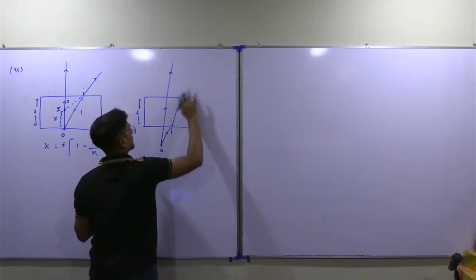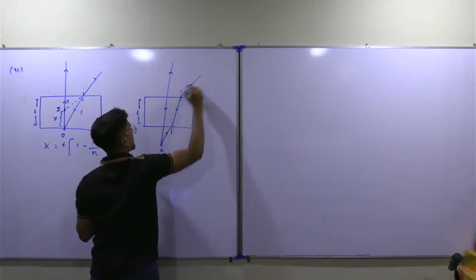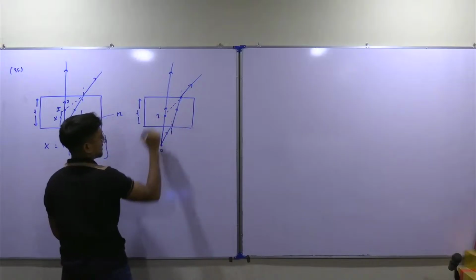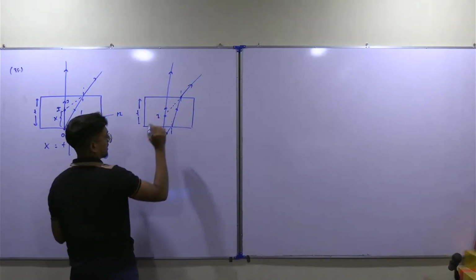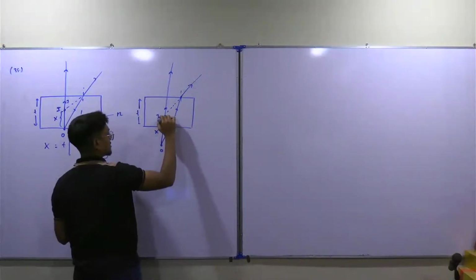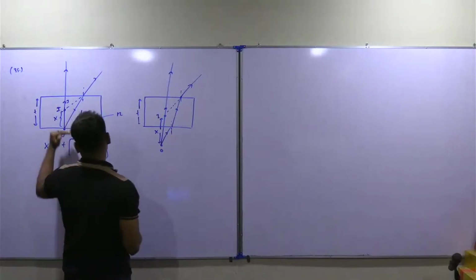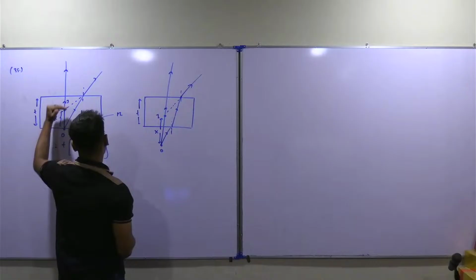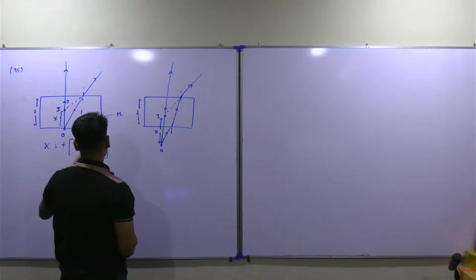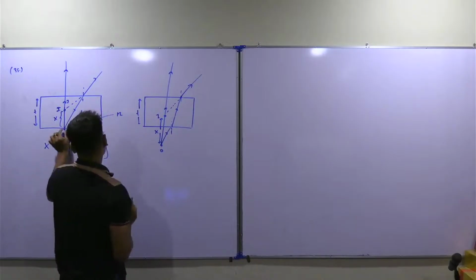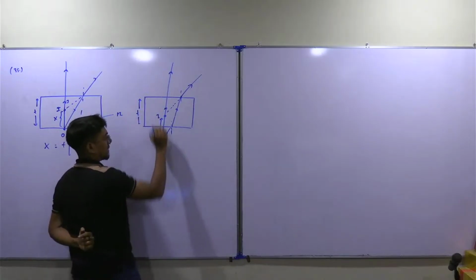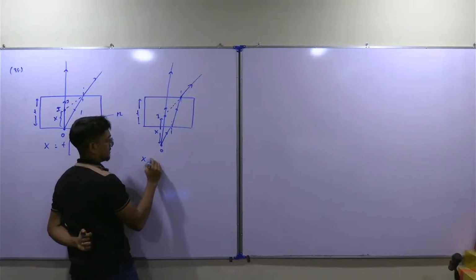Away from the normal. Image will be somewhere there. This is the object, this is the image. But this distance is also x, right? If you place the object here, the image will be formed there. This height is the apparent shift. But if you place the object at a different place, somewhere like this, the apparent shift will remain the same.